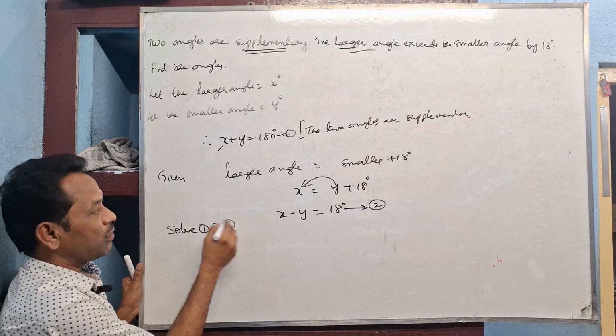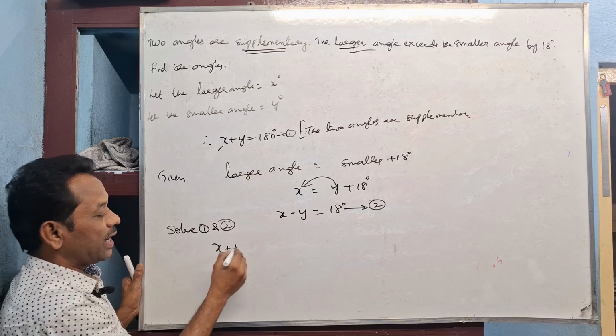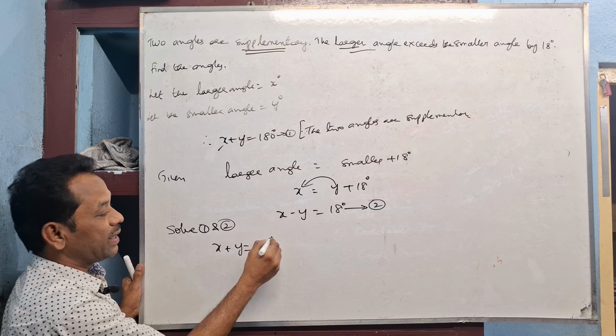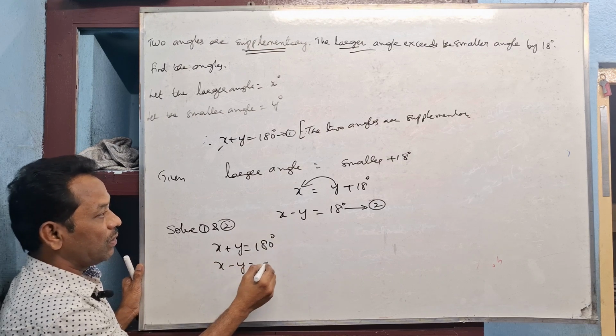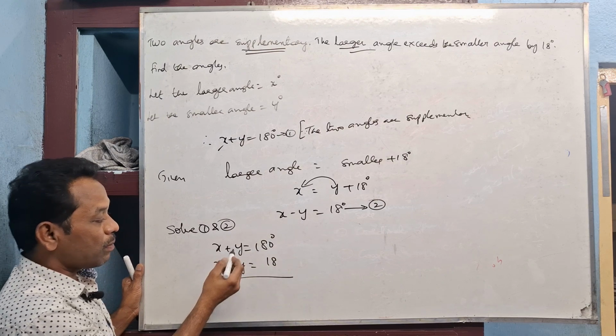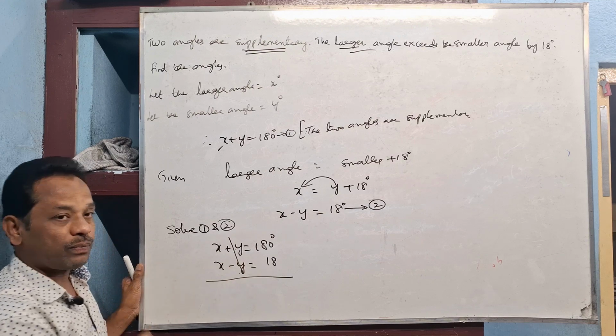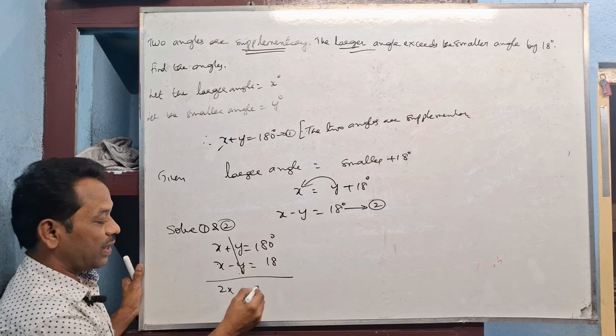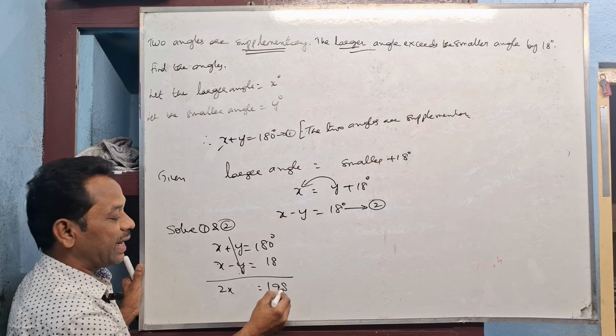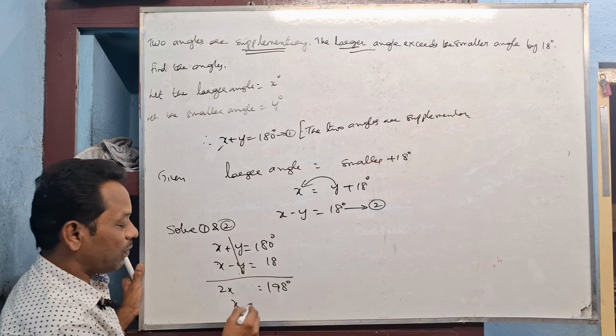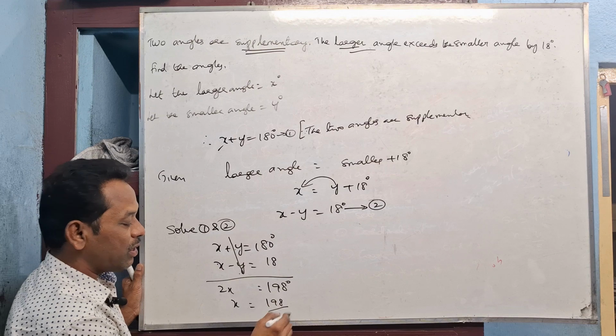Solve 192. Our first equation is x plus y equal to 180 degrees. The other one is x minus y equal to 18 degrees. Now plus y minus y we can cancel. So x plus x, 2x, equal to, if I add, you get 198 degrees. x equal to 198 divided by 2.